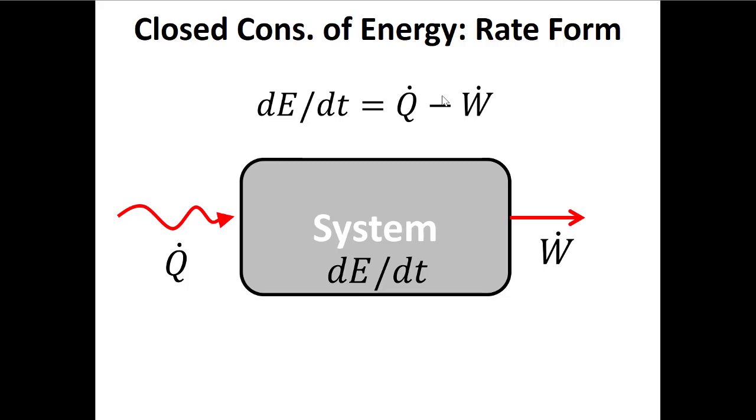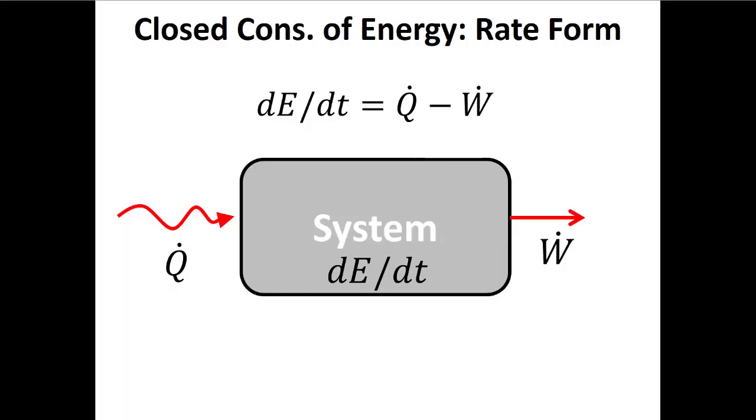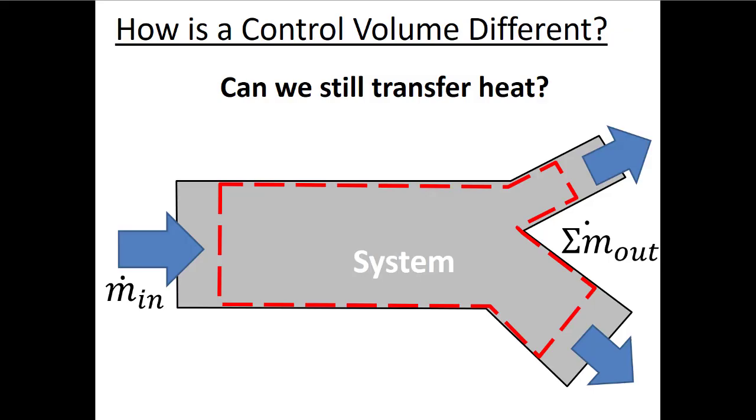Now, we can talk about that as rate of work, but remember, work is in terms of energy, something like joules, and you might remember that joules per second is watts, right? So this W dot term is the rate of energy leaving the system, but that's the same as the power. So W dot can be thought of as the power that's leaving the system. So can we still transfer heat in an open system, right?